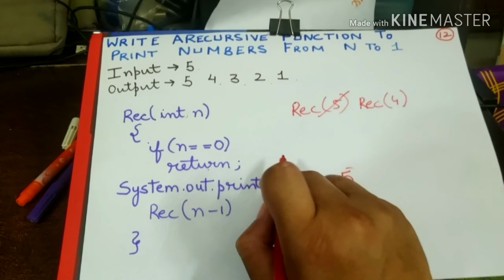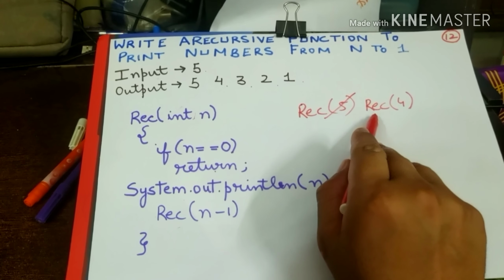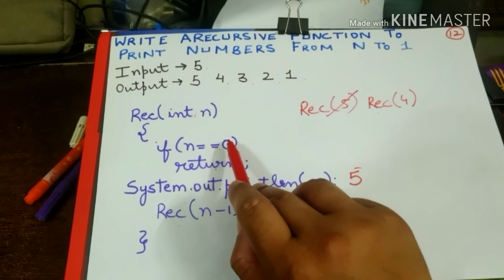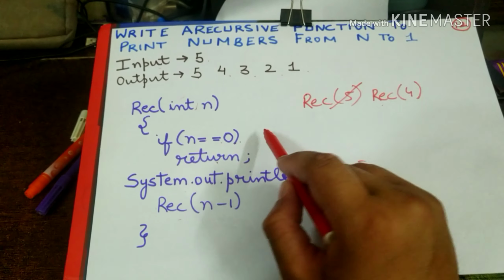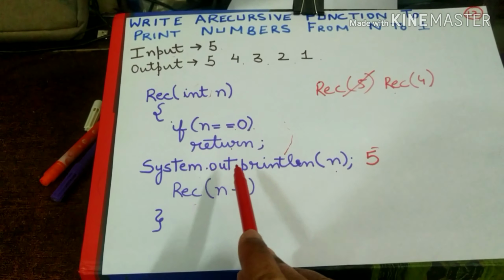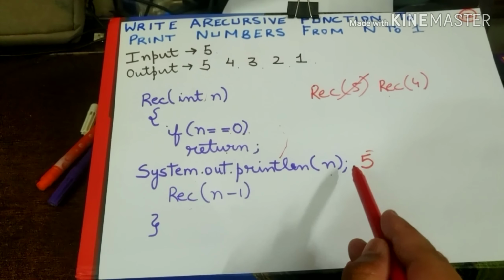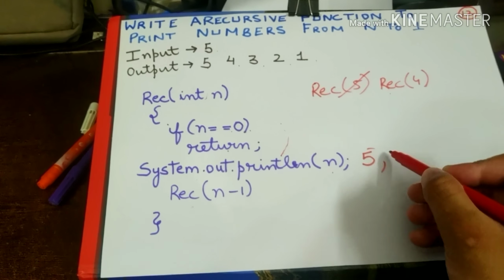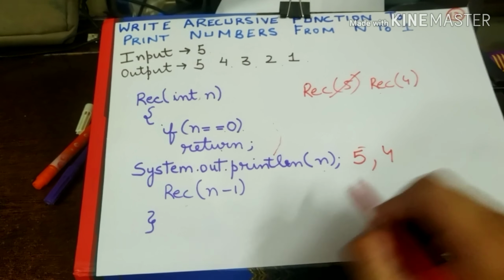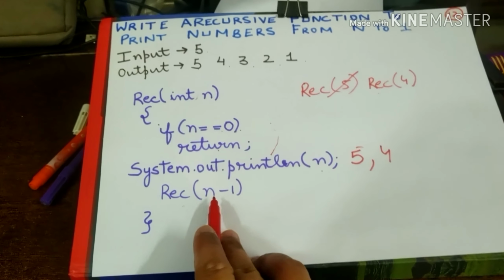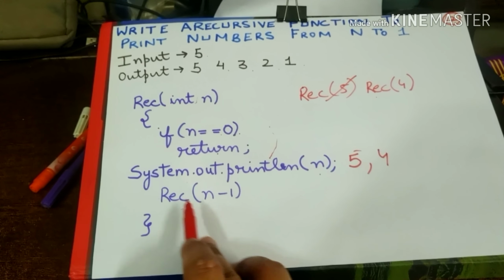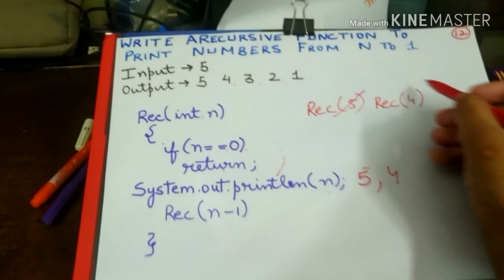Okay, when rec(4) is called, is 4 equal to 0? No, so it will go to this statement, System.out.println(4). So here it will print 4. Now rec(4 - 1), that is rec(3). Now rec(3) will be called.